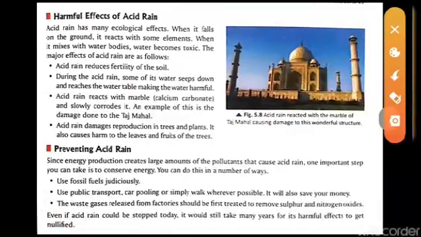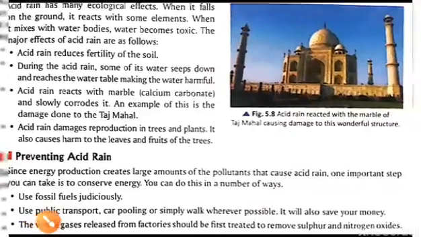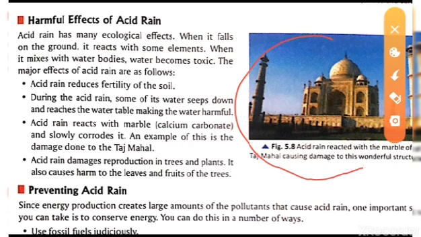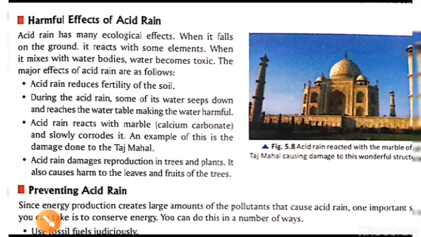Now we have to see the harmful effects of acid rain. In this diagram you can see what it is telling, that it will tell about acid rain. When acid rain reacts with the marble of the Taj Mahal, it causes damage to this wonderful heritage. So let's see what the harmful effects of acid rain are.